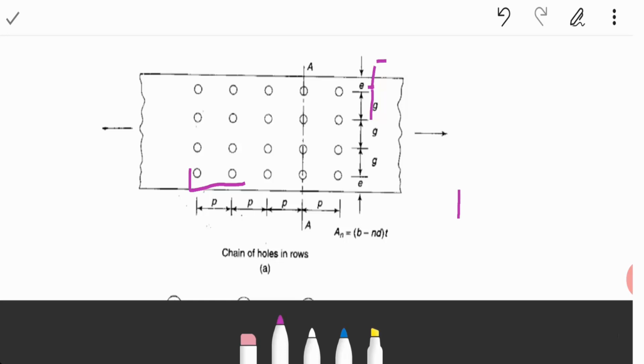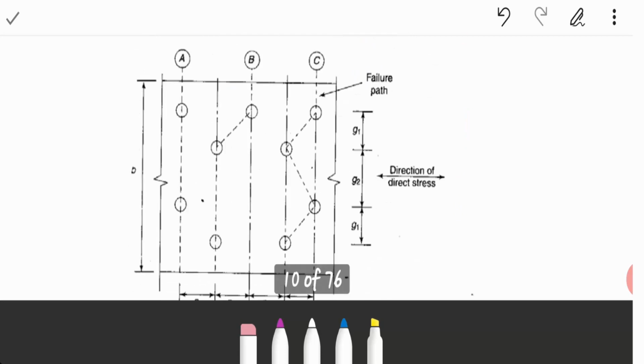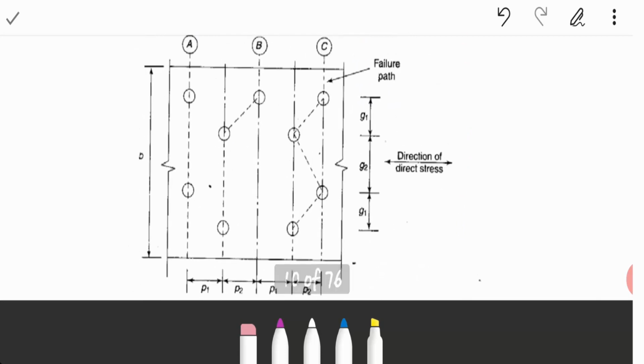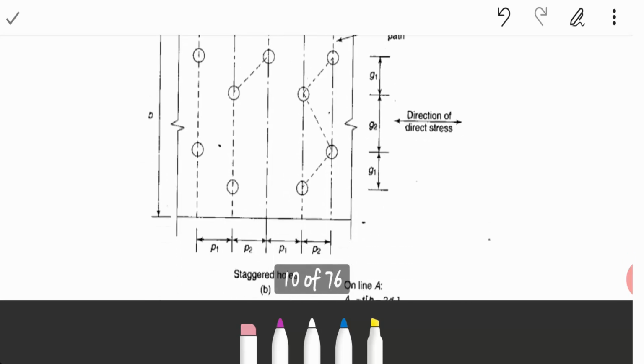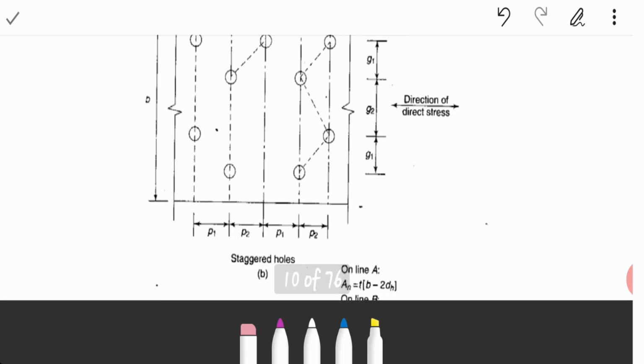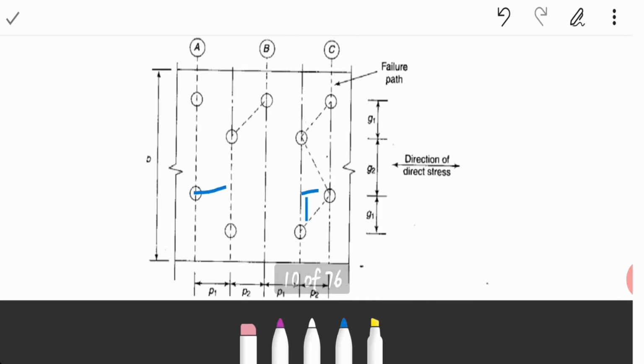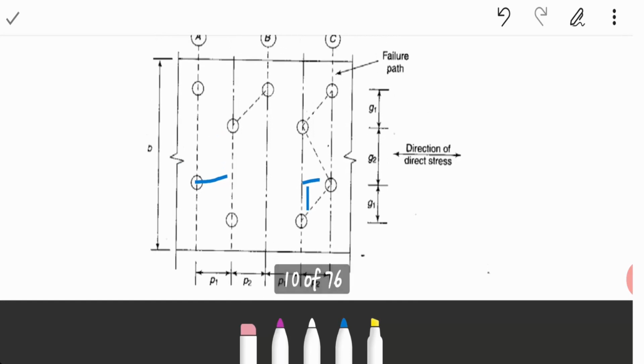For staggered, this is the picture of staggered. In this case, hole to hole distance is pitch distance. Okay, and hole to hole distance is called gauge distance, and this distance is called path of failure.